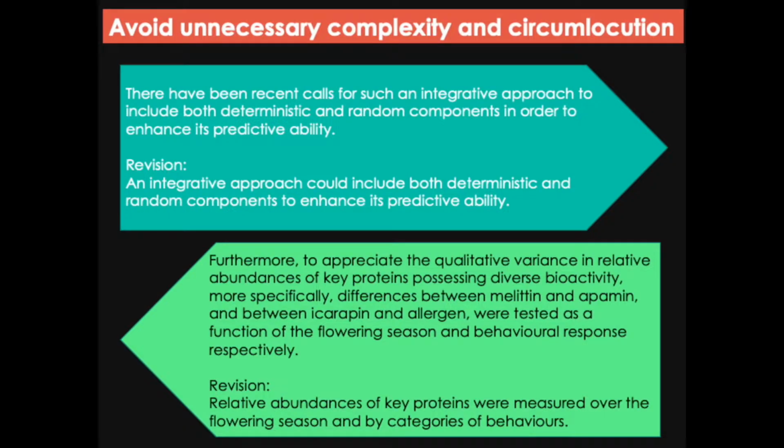Relative abundances of key proteins were measured over the flowering season and by categories of behaviors. So they've got these abstract terms, as a function of the flowering season, as a function of behavioral response. So why don't we just make it more direct and say they were measured over the flowering season and by categories of behaviors. So we've made it more concrete, and the sentence is a lot shorter than the original.